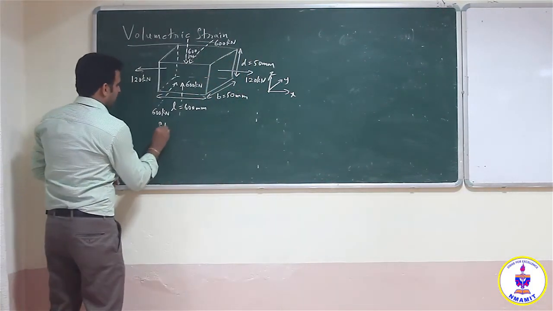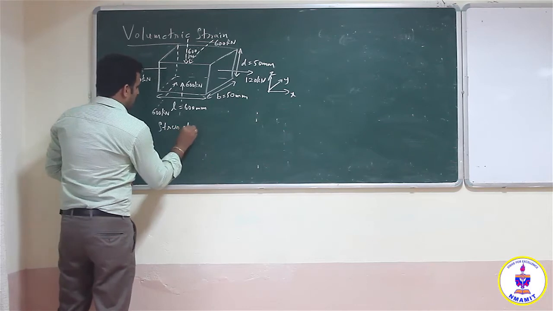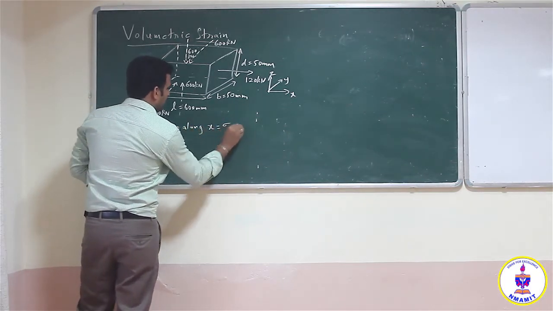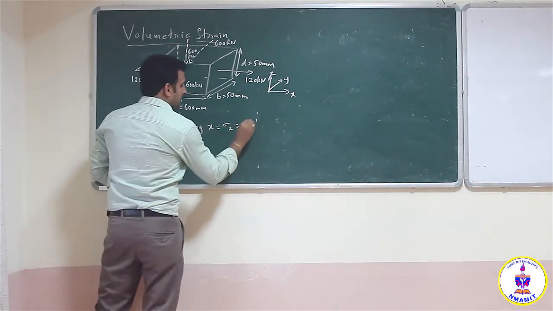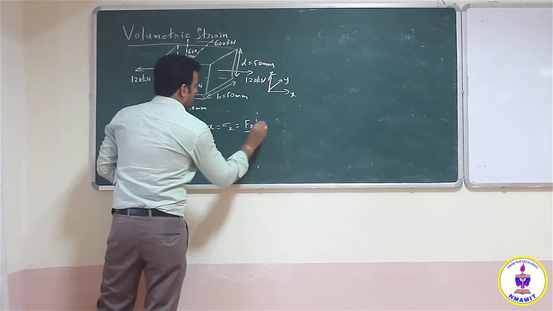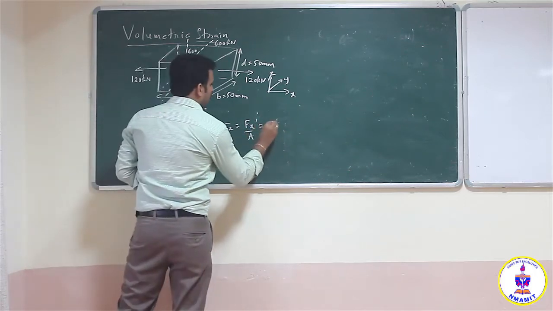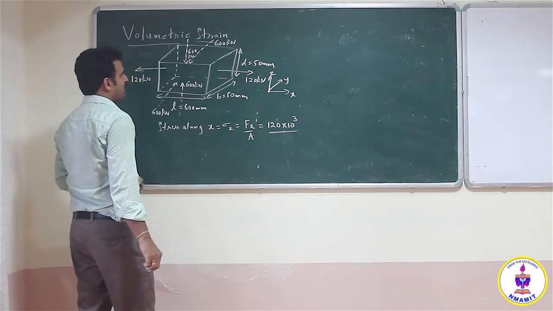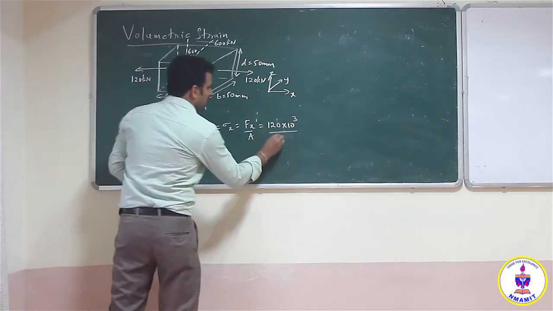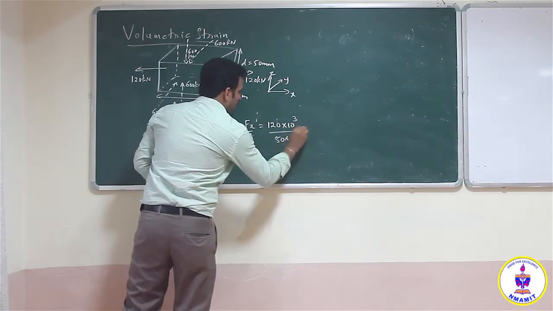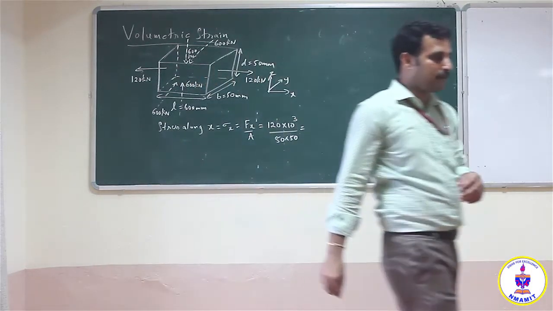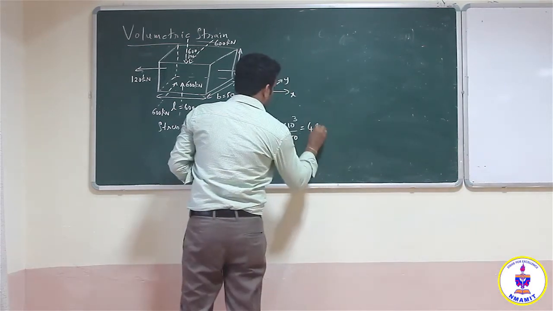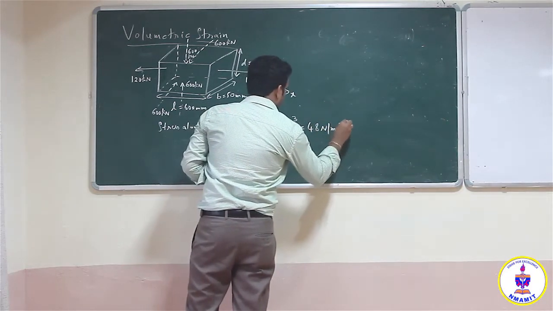So stress along X, it is sigma X equal to force which is acting along X by the cross sectional area. So force is 120 into 10 power 3 divided by cross sectional area, which is nothing but width into depth, 50 into 50, which is approximately equal to 48 Newton per mm square.